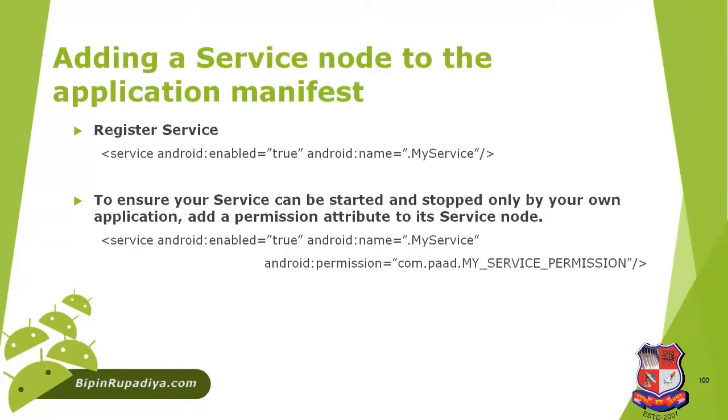So here just see that we write one attribute, enabled equal to true. That means your service is enabled. And in android:name, the fully qualified name of that service class needs to be specified.